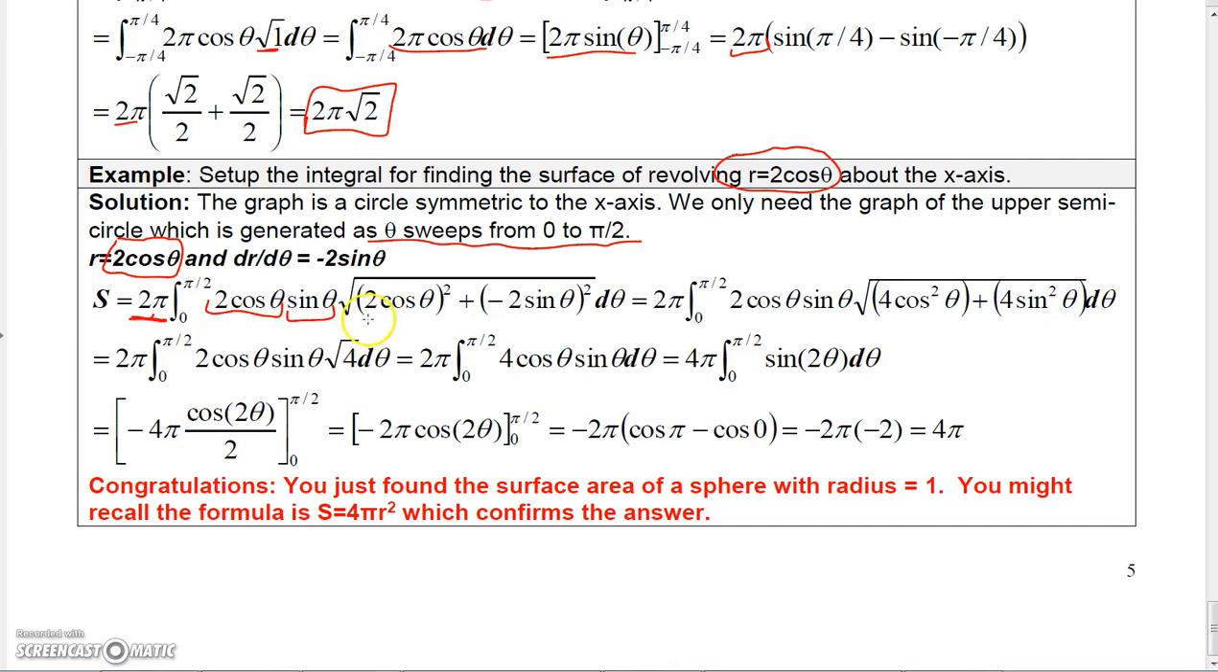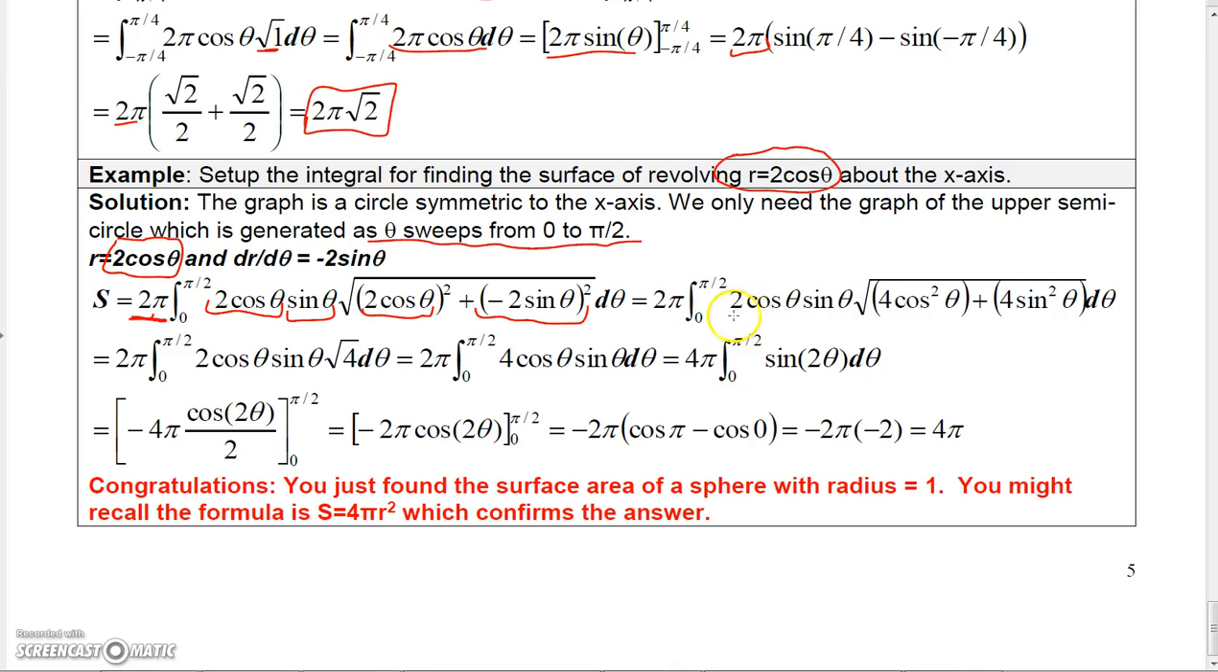Okay, now remember what we have in here. In the radical, we have r squared, and then we have dr d theta squared. Well, dr d theta from this is just minus 2 sine theta. So I have minus 2 sine theta quantity squared. Well, this is going to be 4 cosine squared, and this is going to be 4 sine squared. So when we add those together, that's just going to be 4, because factor the 4 out, cosine squared plus sine squared is 1.